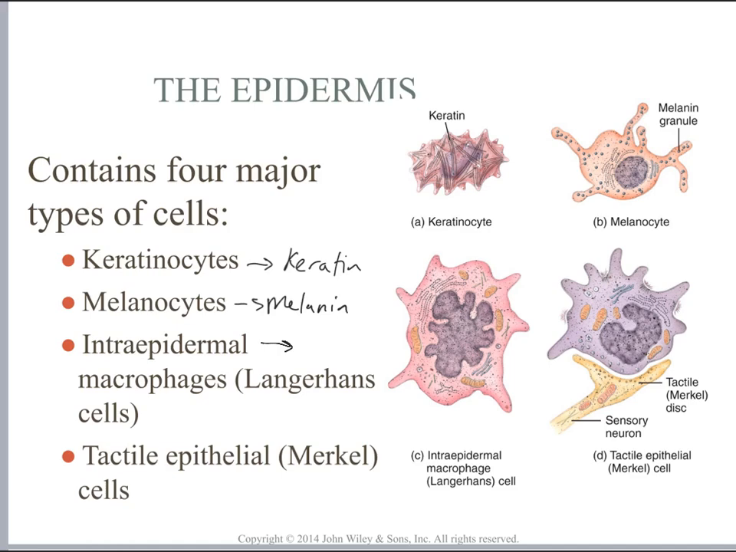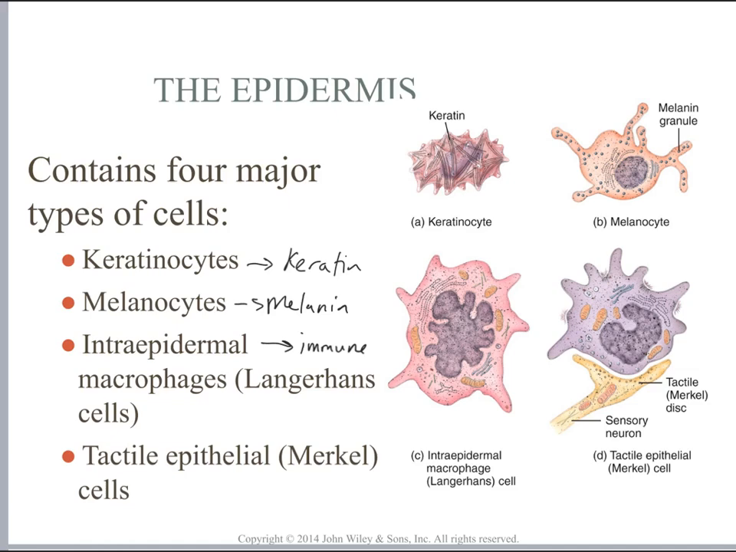The next cell are called Langerhans cells. These are known as intraepidermal macrophages. Now, these cells act as the outermost guard of the cutaneous immune system, and they're typically going to induce the first reactions against pathogens that are encountered by the skin. So these are strictly an immune function.